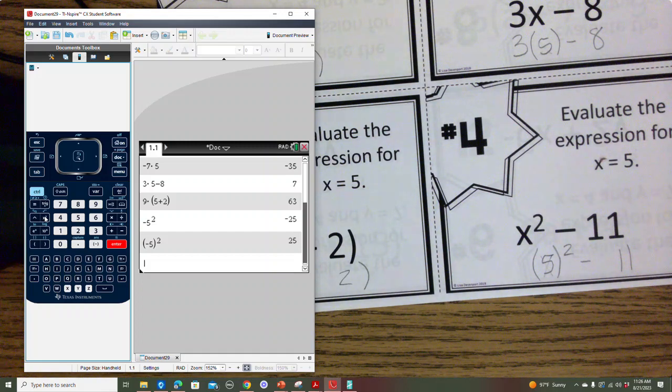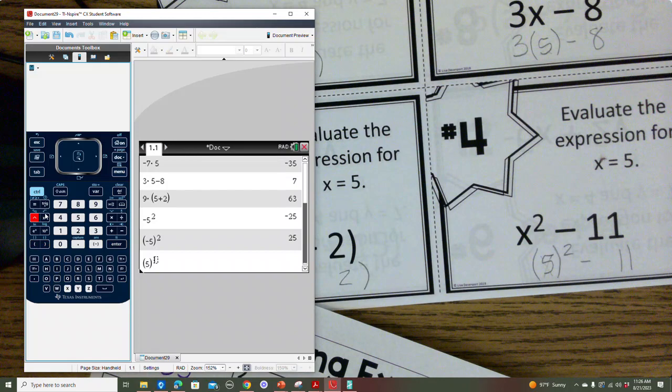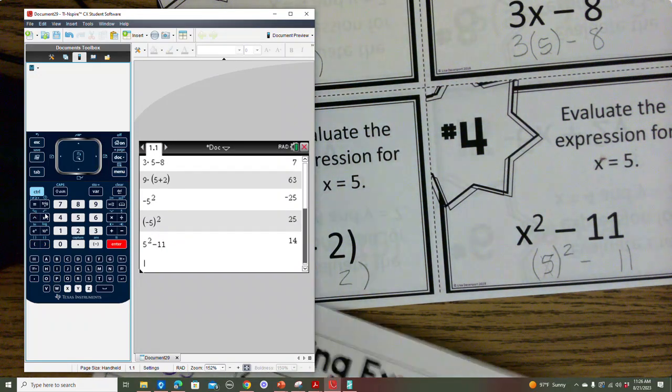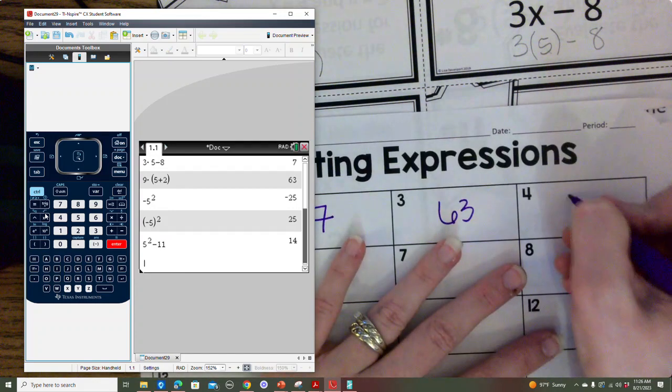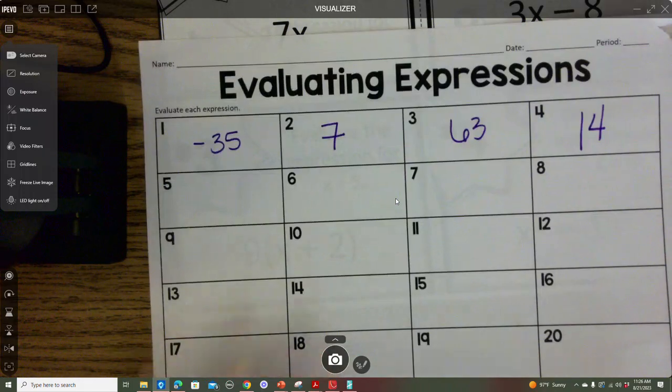Okay? So 5 squared. So this is not negative. It's just 5 squared minus 11. And we get 14. All right, so here's all the answers from the first page.